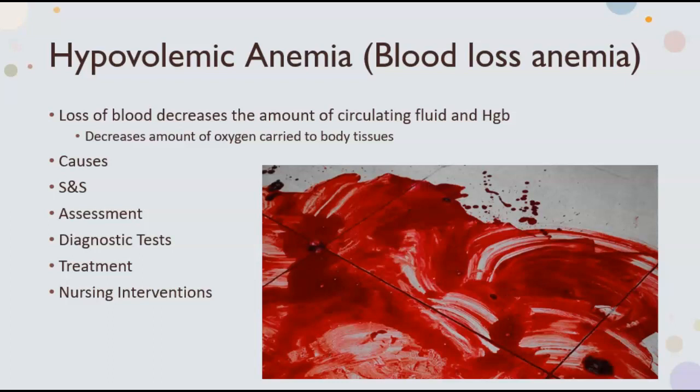Diagnostic tests for hypovolemic anemia. If the blood loss is sudden, it might take 2 to 3 days for the red blood cells to reflect this change. And then after that, the red blood cells, the hemoglobin, and the hematocrit will all be decreased. Your treatment is going to be to stop that blood loss, IV fluid administration, and if that is not helping enough or there's too much blood loss, they might do IV blood administration.